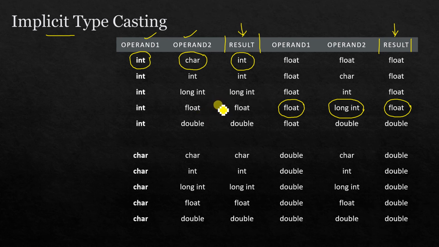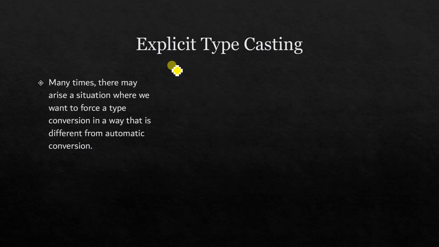Now, is there any way available so that we can explicitly tell the compiler to convert this data to a particular data type? Yes, that is also possible, and that concept is called explicit typecasting. That means many times a situation may arise where we want to force a type conversion in a way that is different from automatic conversion.